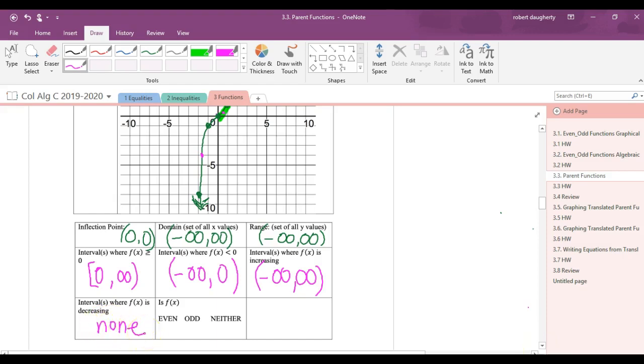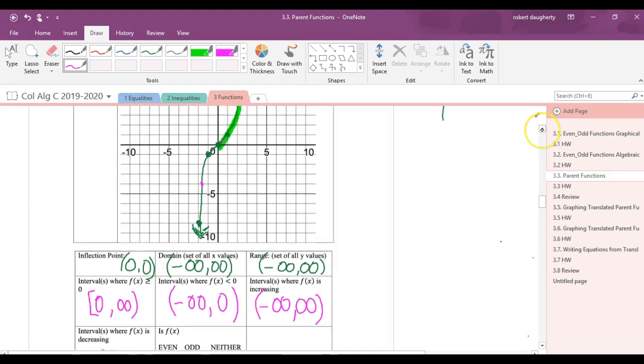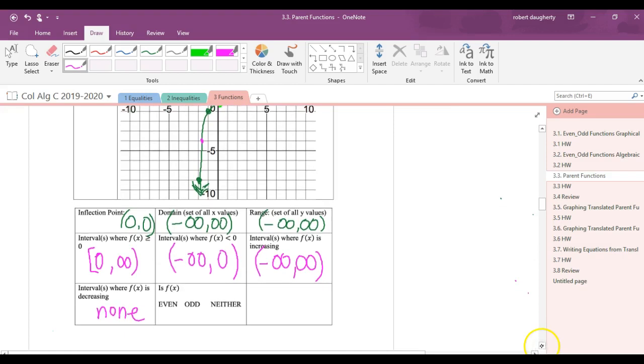Is this function even, odd, or neither? Why do we know it's odd? It's doing the opposite things. So it's whatever I did. So over here, 0, 0. This was the 1, that's negative 1. The other number was 8 and a negative 8. So we know that this is an odd function. Okay.